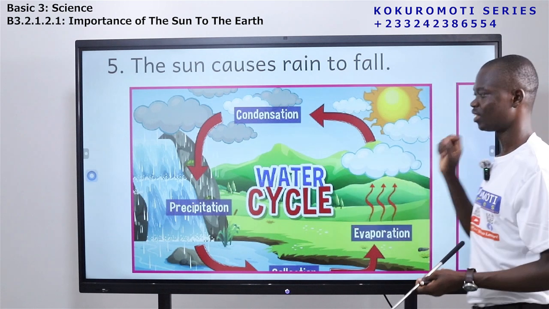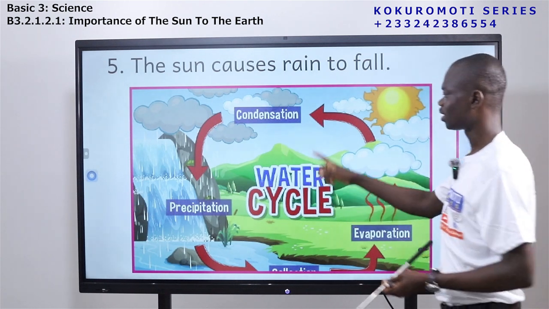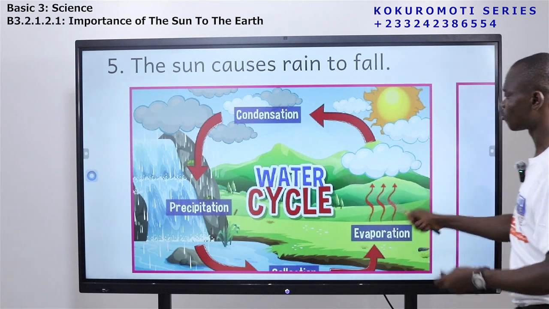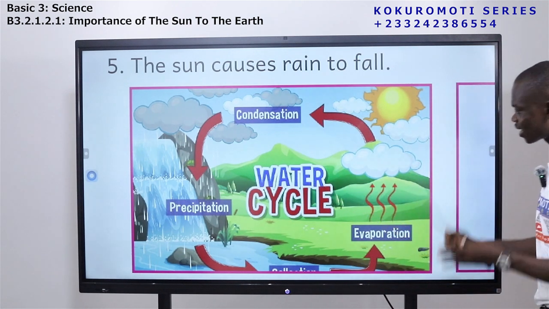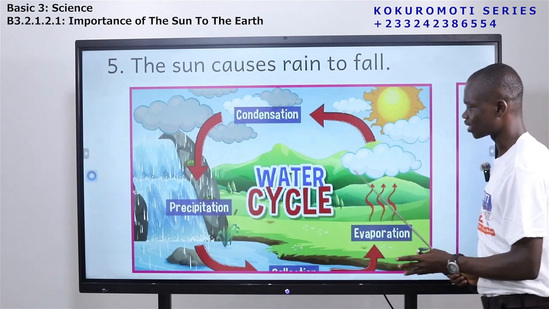So when it's falling back to earth, you say, oh, it is raining. It's a process. It starts from here, goes up, and then comes back. It happens like a cycle. So this is an example of what? A sketch or diagram of what? Water cycle. How the water cycle looks.